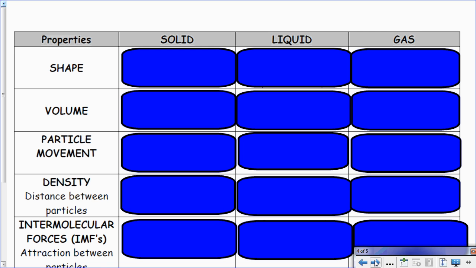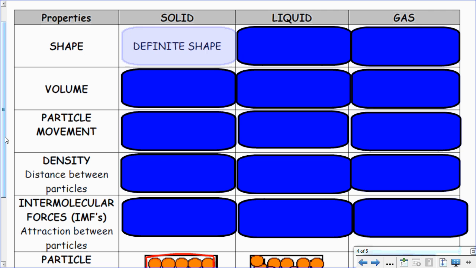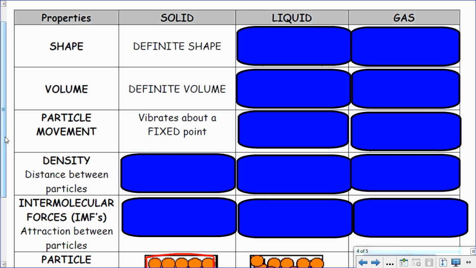Let's start with solid. We'll work our way down. What's going on at the atomic level? Solids are going to have a definite shape. They're going to have a definite volume. I can measure both. And their particle movement is basically fixed.